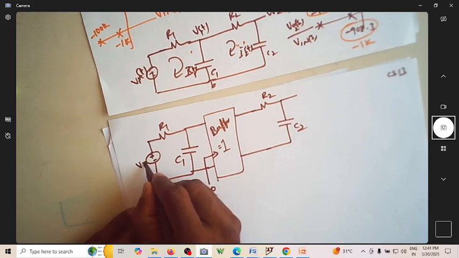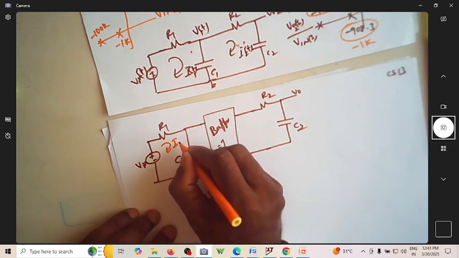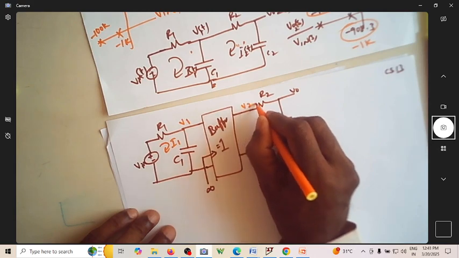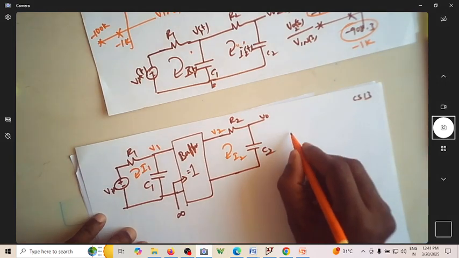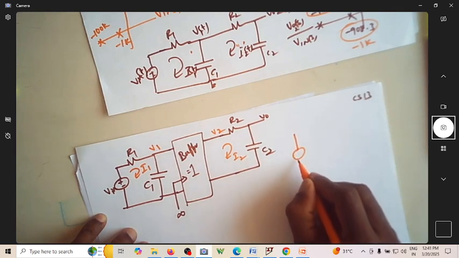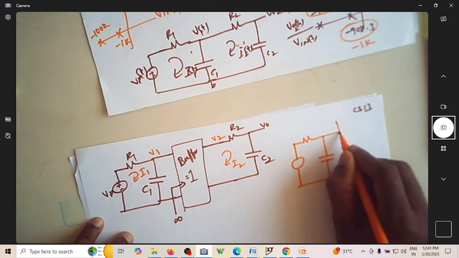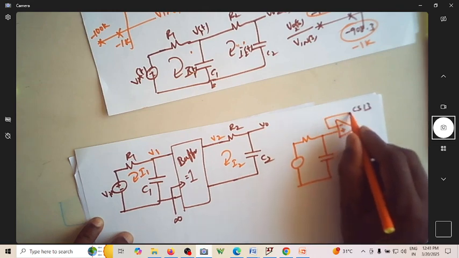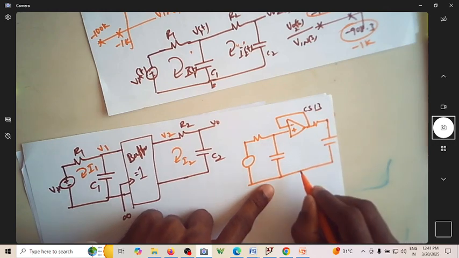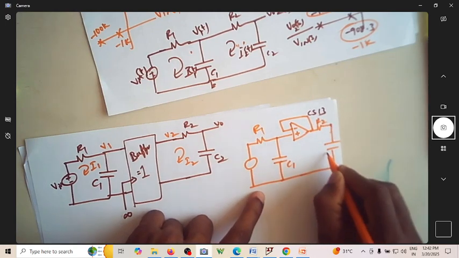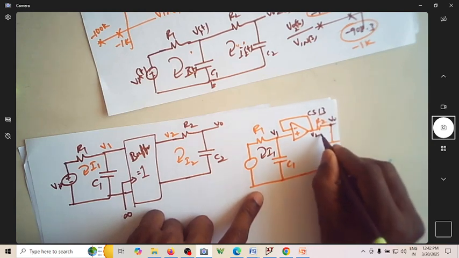Now how do we realize this? This is V in, this is V naught. If you are asked to write the variables, this is I1, this is V1, this is V2, this is I2. In practice we realize this buffer using an op-amp as a voltage follower. You can see how I can realize it. You have this circuit, use a voltage follower here, with plus and minus terminals, and you connect this. This is my circuit: R1, C1, R2, C2. The variables are I1, V1, V2, V0 and I2.